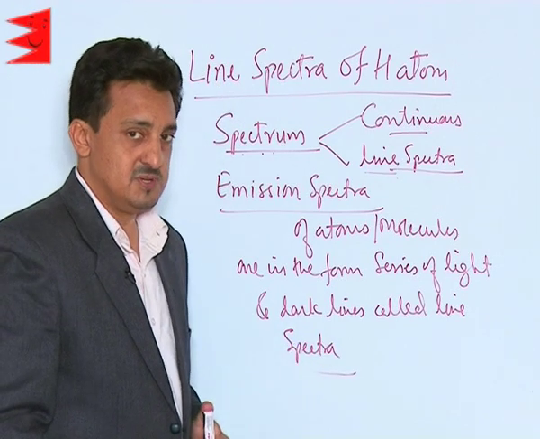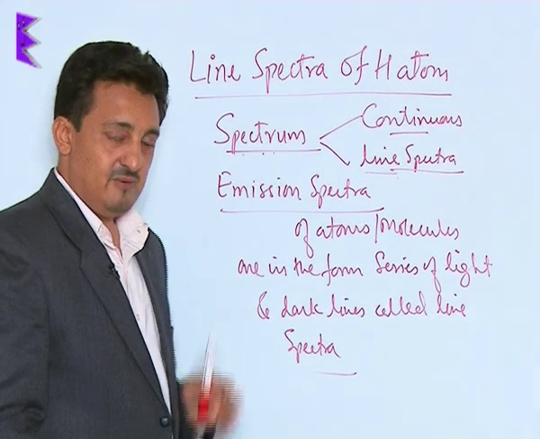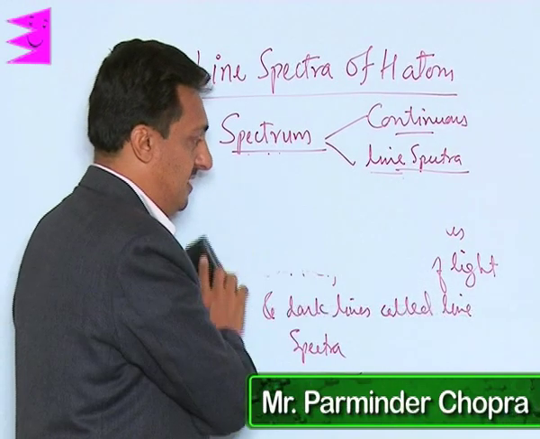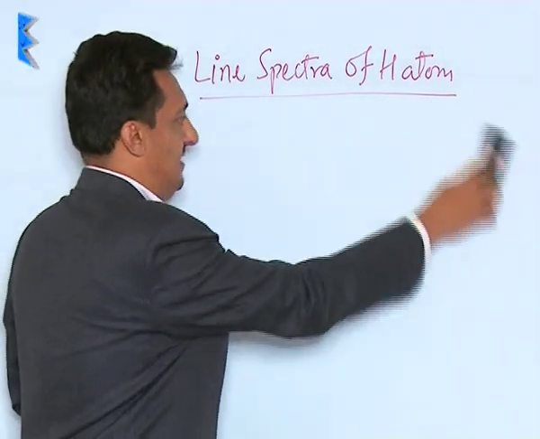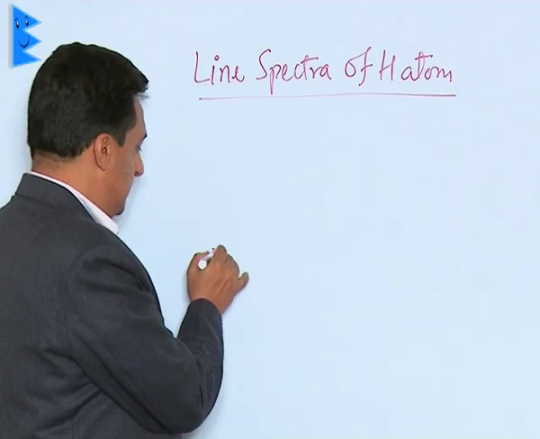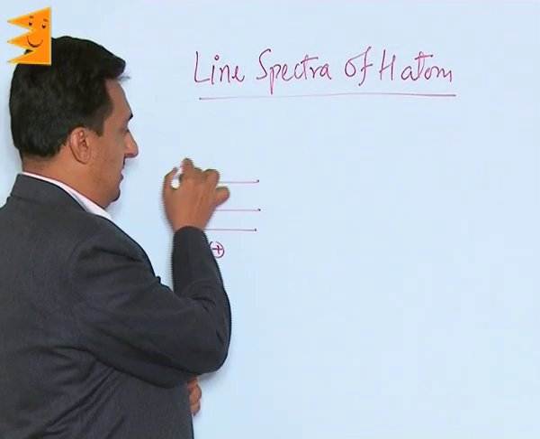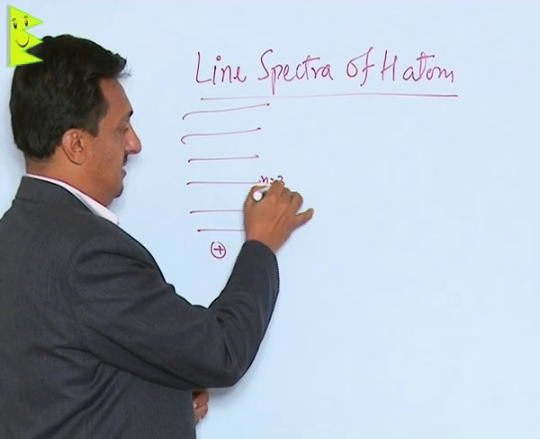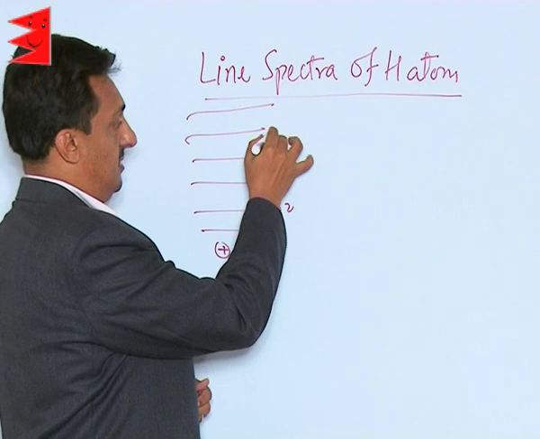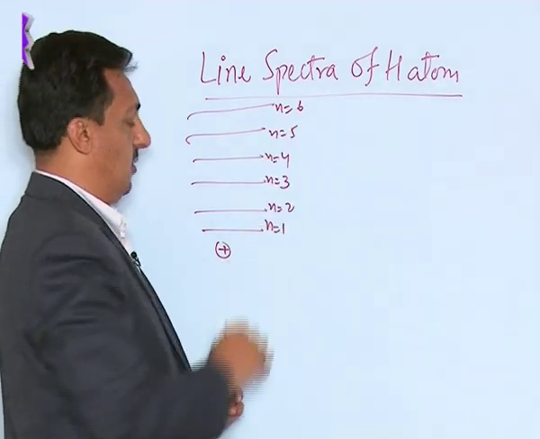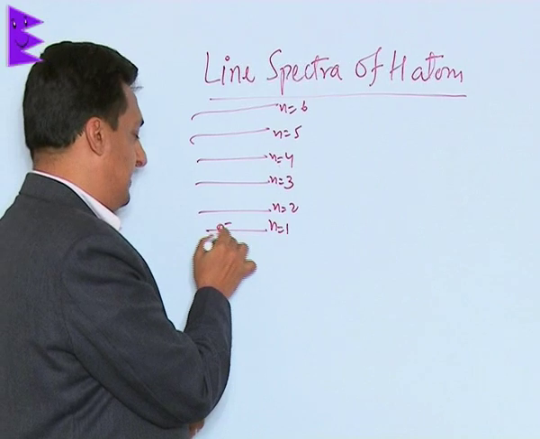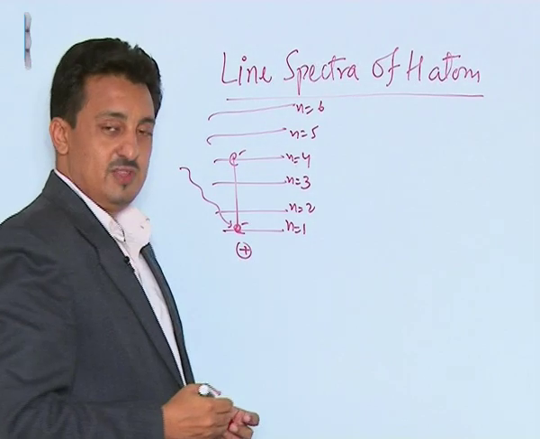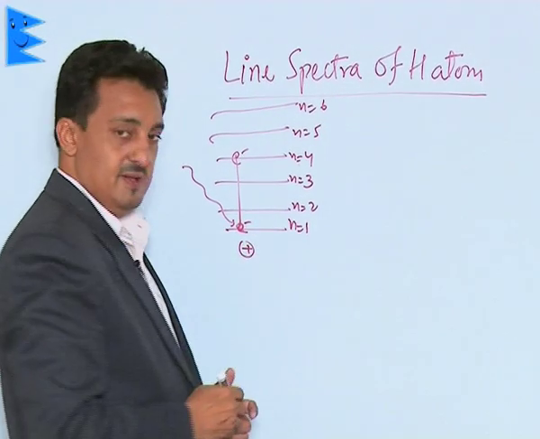Now the question comes, why are we getting lines? Why are we getting light and dark lines, and there are gaps, and how are they in the form of series? Let us understand this. Suppose we have these energy levels, like this is the first, second, third, fourth, fifth, sixth, and so on. An electron gets excited to a higher energy level, like it moves to the fourth energy level, and then it has to come back.